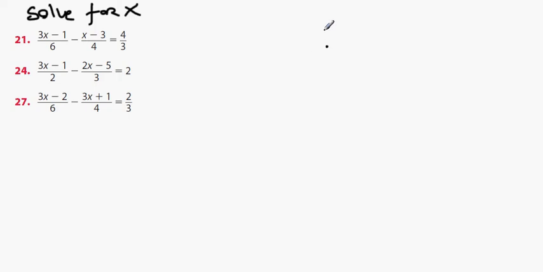Always start off with the biggest number, 6. 4 won't divide into 6, but 3 will. That's no good. Go to 12. 4 divides into 12, 3 divides into 12, 6 divides into 12.